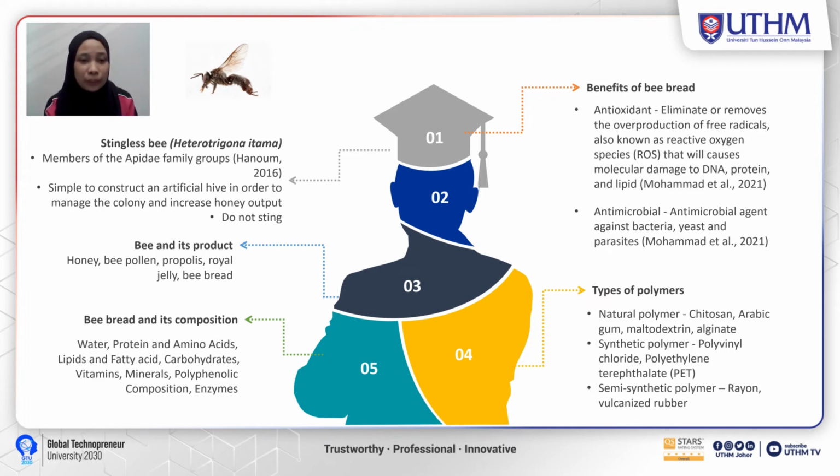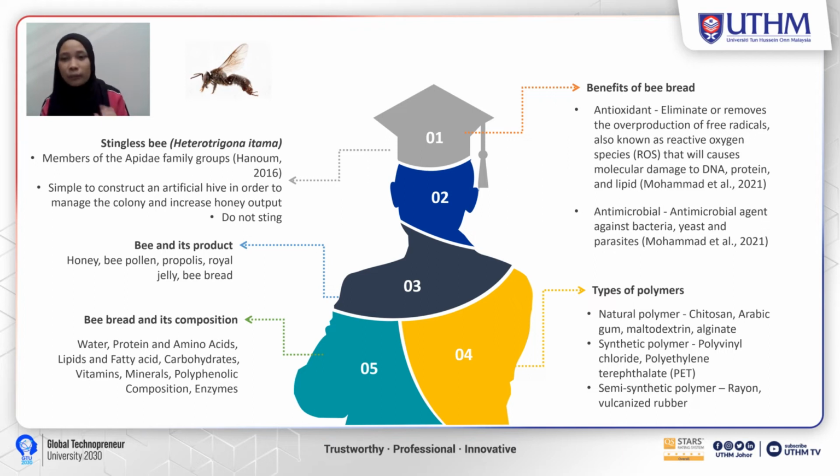Honey, bee pollen, propolis, royal jelly, and bee bread are some examples of bee products. However, the study will focus more on bee bread. There are many compositions of bee bread. For example, water, protein, amino acid, lipid, fatty acid, carbohydrate, vitamin, mineral, polyphenolic compounds, and enzymes are some examples of the composition of the bee bread.